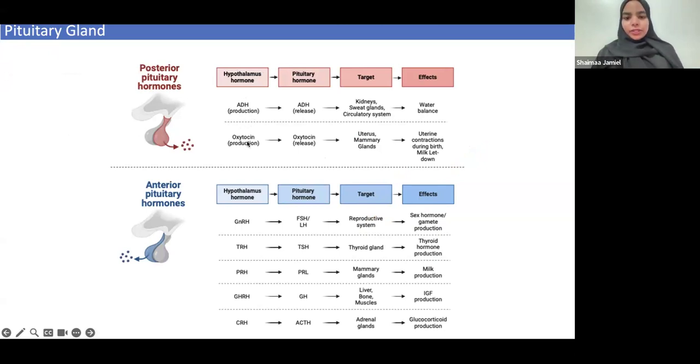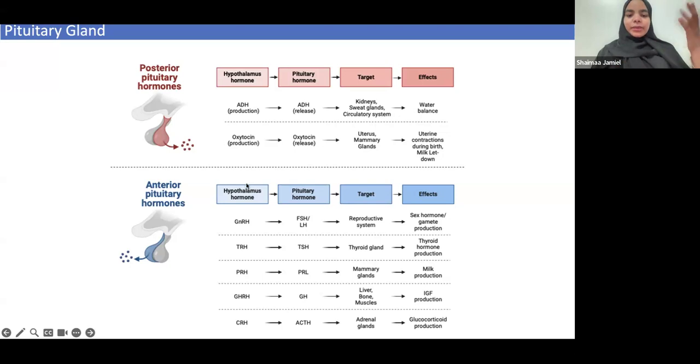Then the ADH and oxytocin are sent to the posterior pituitary for storage, and from there they're released based on the stimulus. ADH is going to increase the water volume, and oxytocin acts on the uterus to cause uterine contractions during birth, and on the mammary glands in the breast to let the milk down.